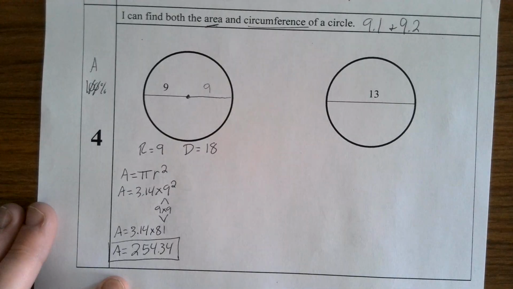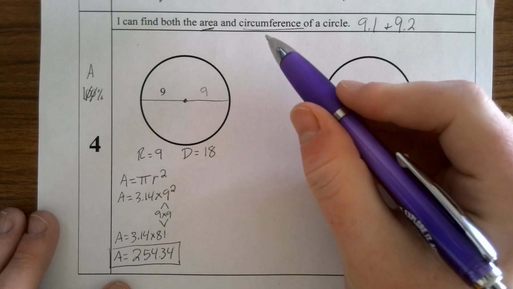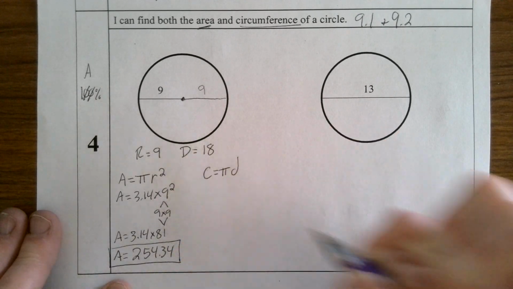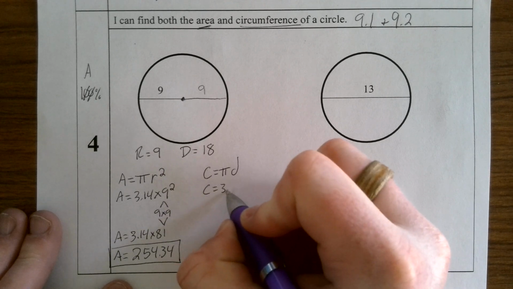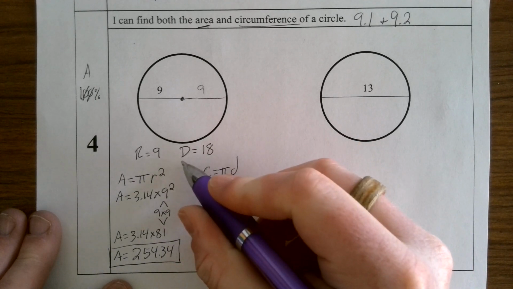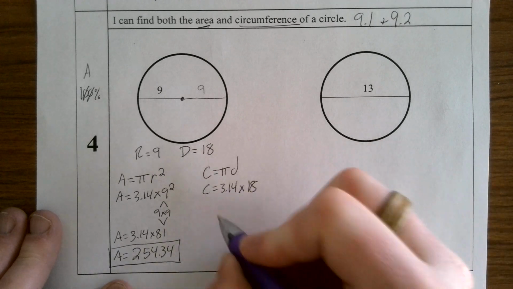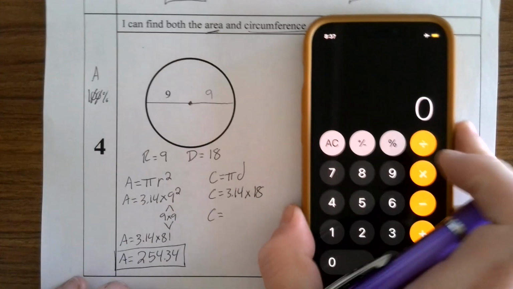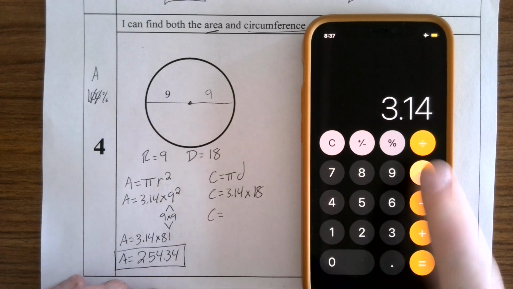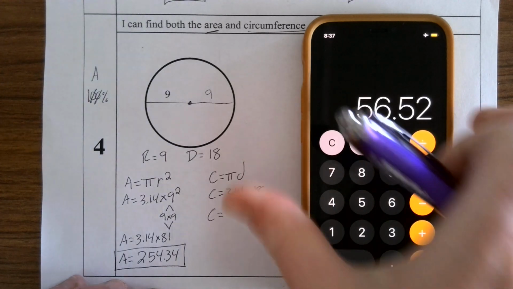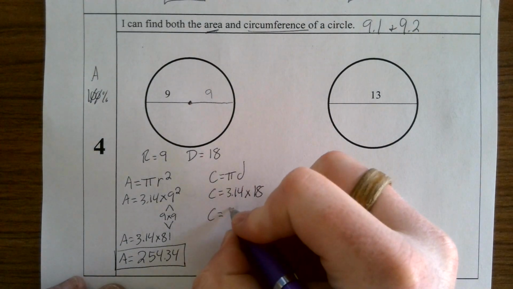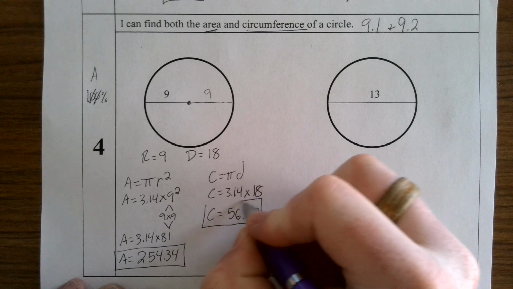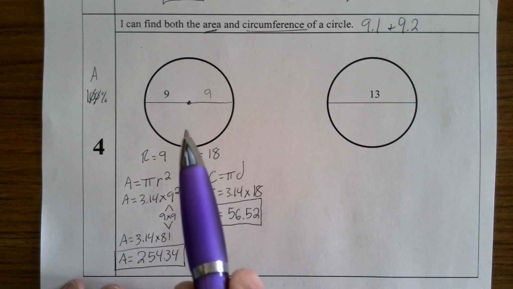But that is only half the battle. We also need to get our circumference. Circumference is equal to pi times the diameter. Pi is 3.14 times our diameter we already found, which is 18. It's double the radius. 3.14 times 18 is 56.52. We found our area and our circumference for this first circle.